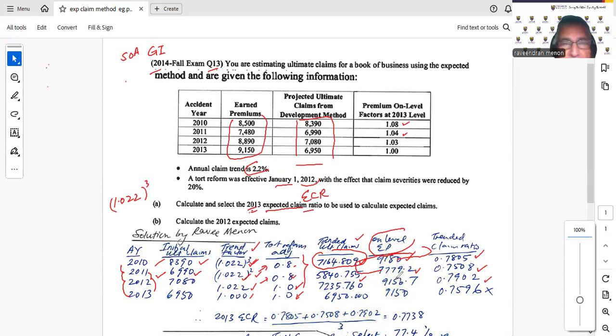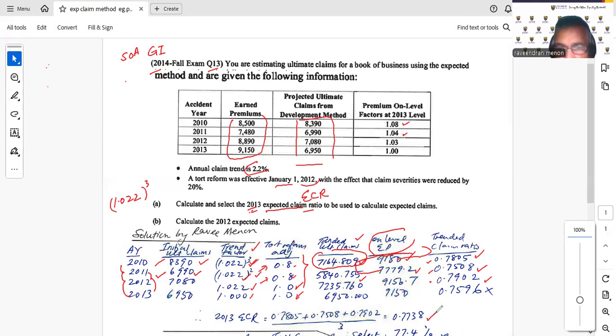We want to find the 2013 expected claim ratio. So once you have all these numbers in the last column, you see a cross here, right? I'm not going to use this number, because this is the 2013 number. You can't use a year to predict itself. So you just take these three numbers, add them up, and divide by 3, and you'll get the answer. The answer is 0.773.